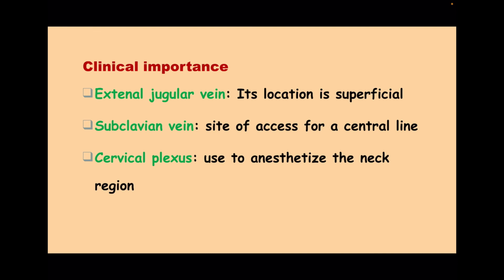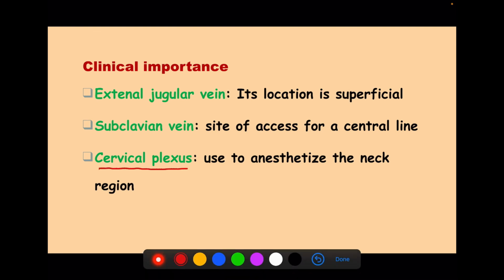The next one is the subclavian vein. It's a site of access for the central line. This is a very large vein, one on each side of the body, responsible for draining blood from the upper extremities, allowing the blood to return to the heart. And the last one is the cervical plexus. It is used in surgery to anesthetize the neck region.